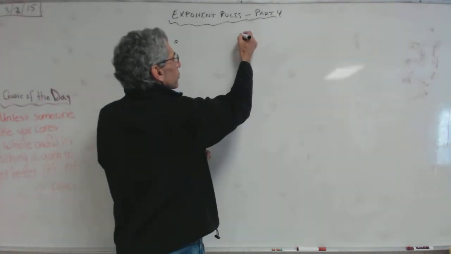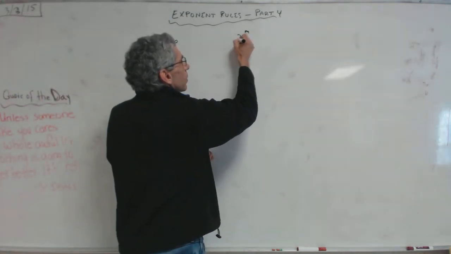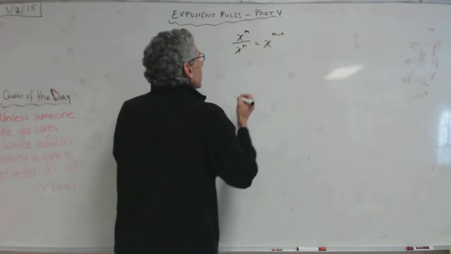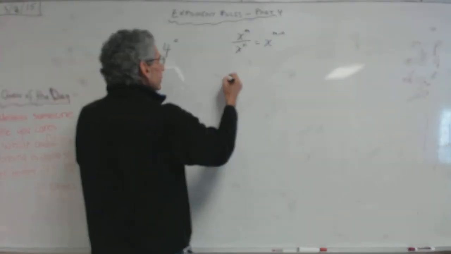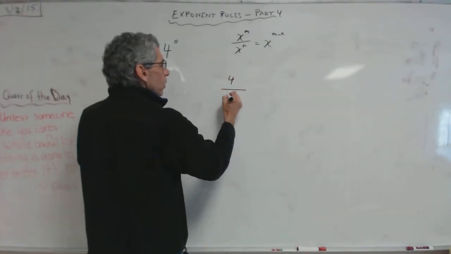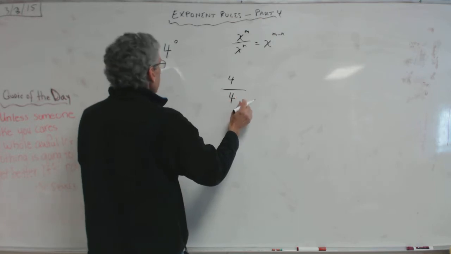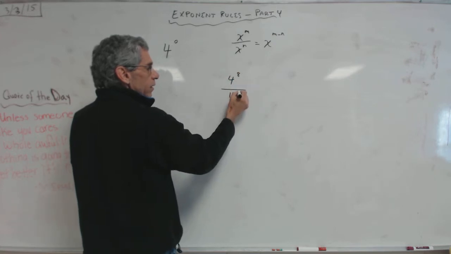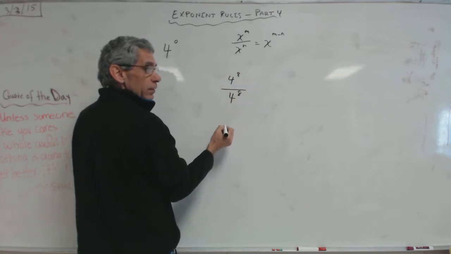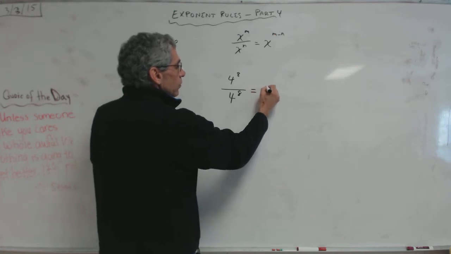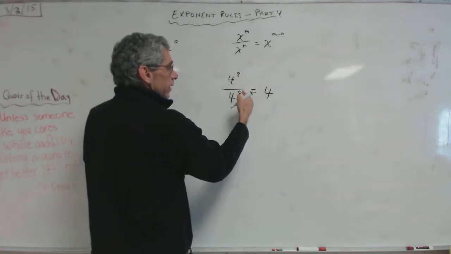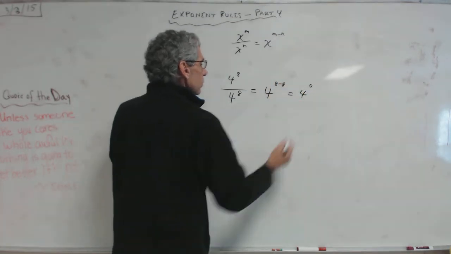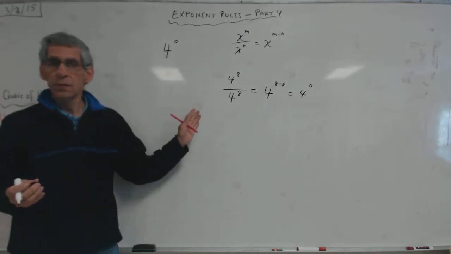Let's use this rule: x to the m over x to the n is equal to x to the m minus n. So what could I put if I were going to do 4 over 4? Let's say this is 8, and let's say this is 8. That equals 4 to the 8 minus 8, which is equal to 4 to the 0, right?